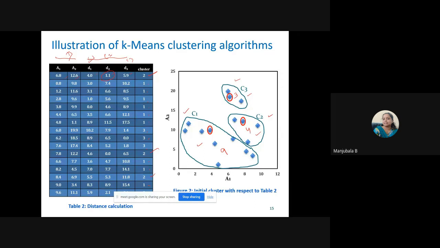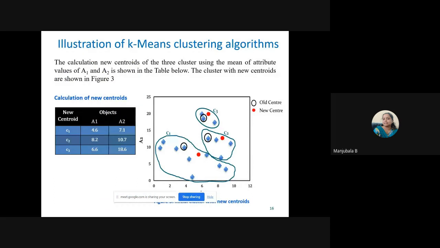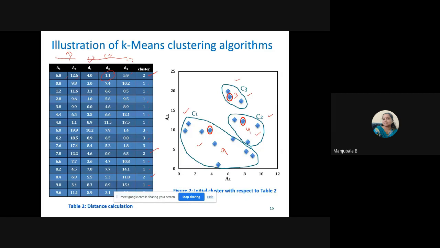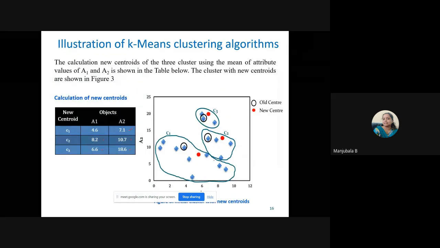Right? So if you do the same calculation, you will get the centroid of C1 as 4.6, 7.1, C2 as 8.2, 10.7, C3 as 6.6, 18.6, right? Now these are the centroids, right? Previously the centroids were represented by the red dot. Now your centroid is changing. So this is the calculation of the new centroid, and this is the plotting of the objects belonging to which cluster.